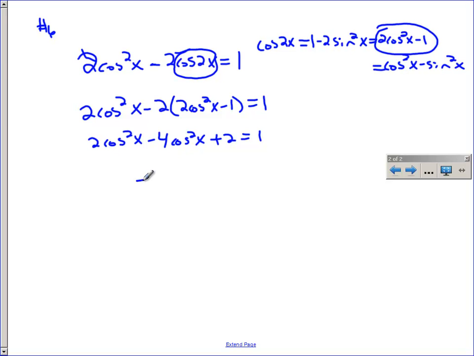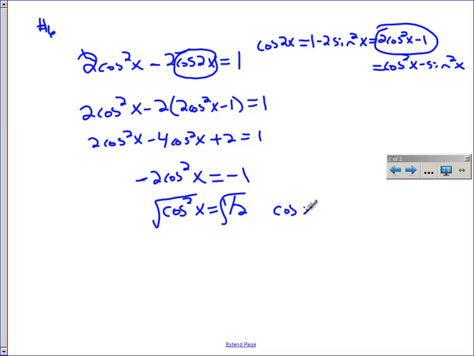This is nice. We have like terms. So negative 2 cosine squared x equals negative 1. I subtracted 2 from both sides. I'm going to divide by negative 2, and I've got cosine squared x equals 1/2. Now I'm going to take the square root of both sides, so I get cosine x equals plus or minus 1 over square root of 2. What angle gives us that 1 over square root of 2? 45 degrees. What is my range here on number 6? It doesn't say, so it's 0 to 2 pi.